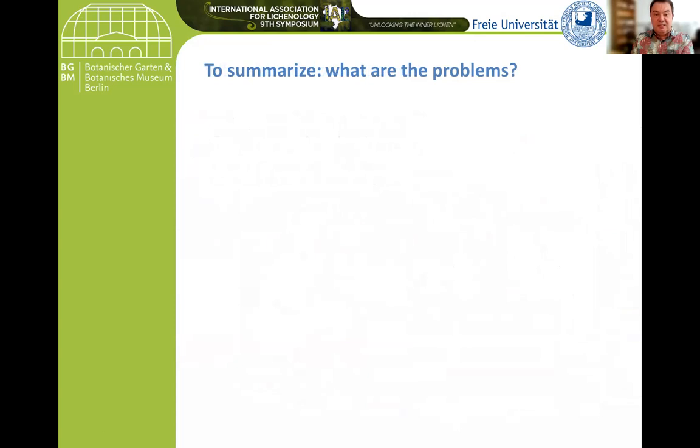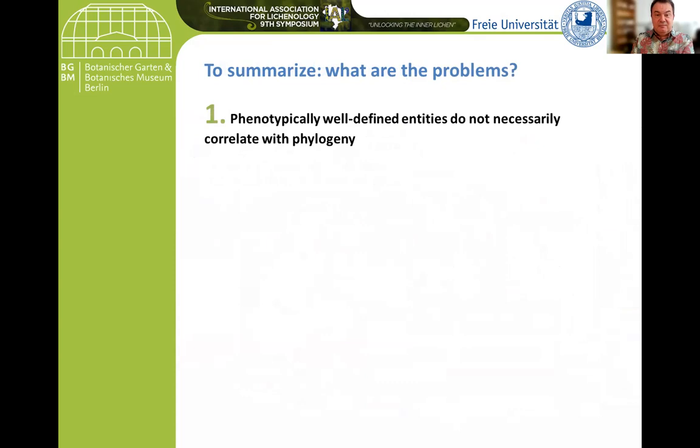So again, to summarize at this point, what are the problems that we're having? One main problem is phenotypically well-defined entities do not necessarily correlate with phylogeny. So this is mostly when we have genus level classifications where we cannot merge phylogeny and phenotype together in a single solution, but have to opt for either one or the other. And of course, we usually opt for phylogeny because we want to have natural entities as taxa.